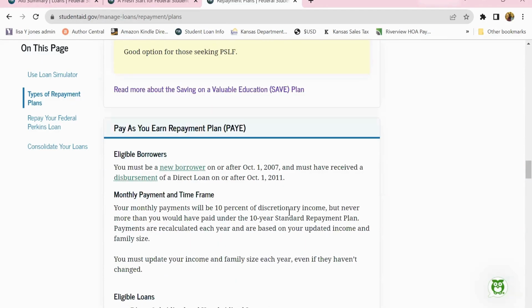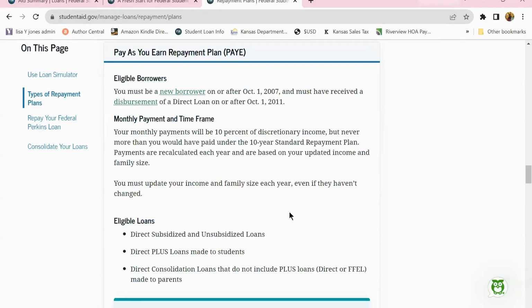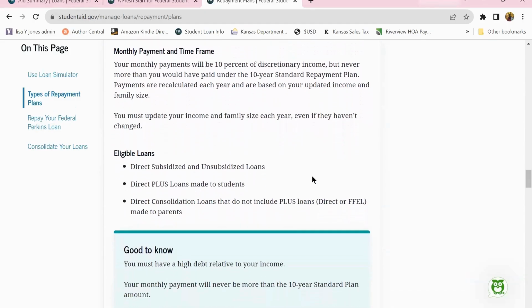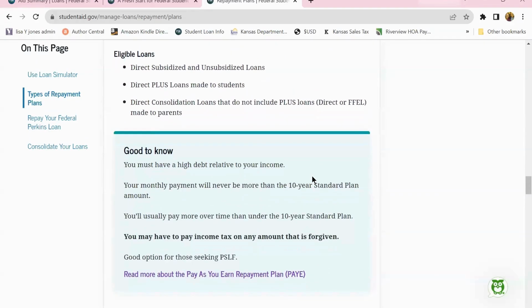Pay As You Earn is what you're on now, and it is viable for you. Your monthly payments are going to be 10% of your discretionary income, but they will never be more than what you would have paid if you were on the standard plan. Well, if it's only 10% of your discretionary income, you know that. Exactly. So you still have to make your changes. And so this one is good for you if you have a high debt relative to your income.